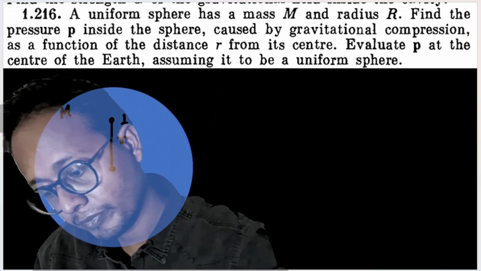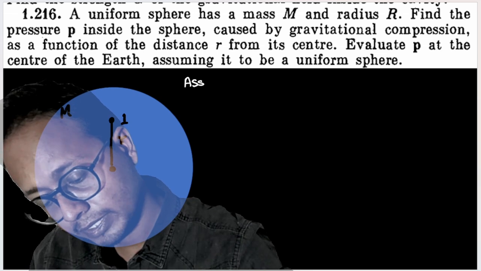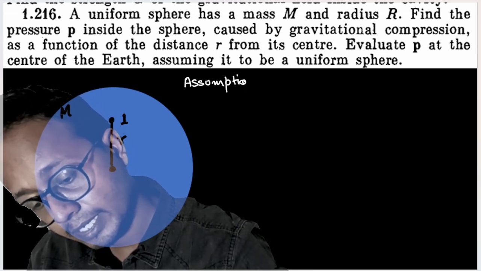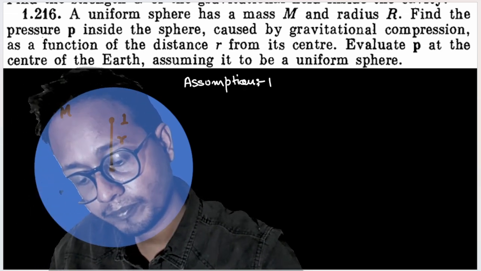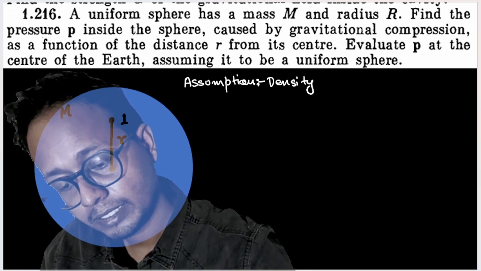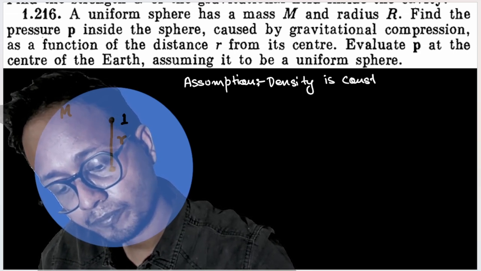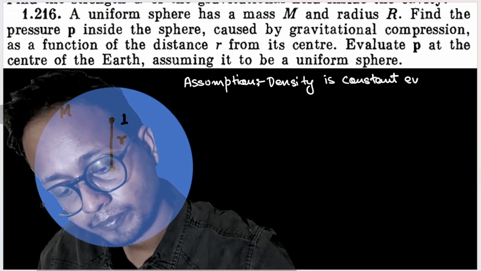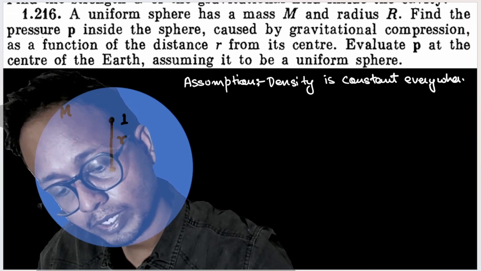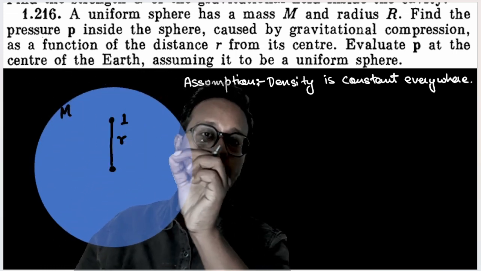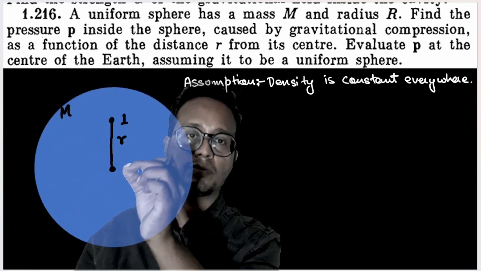One important assumption in this question is that the density of the planet is the same everywhere. Density is constant everywhere. That means the density of water out here is equal to the density of water out here is equal to the density of water out here, and so on.